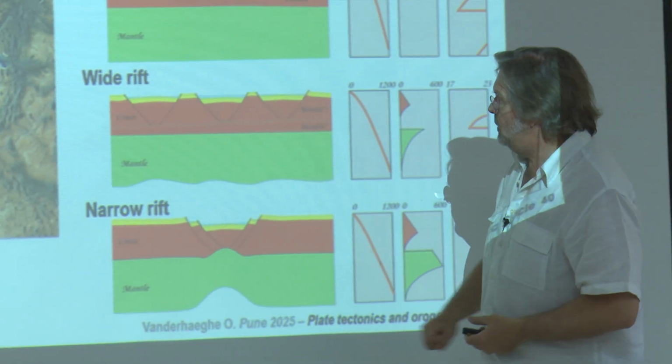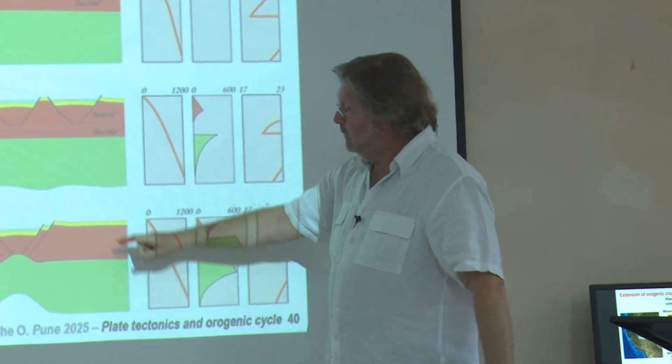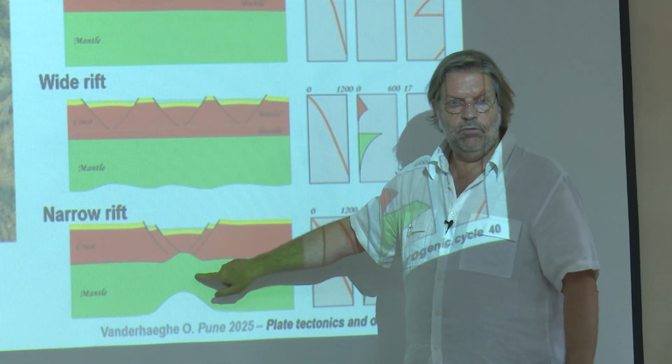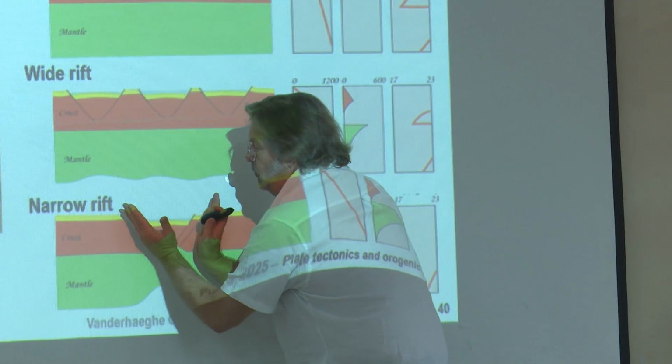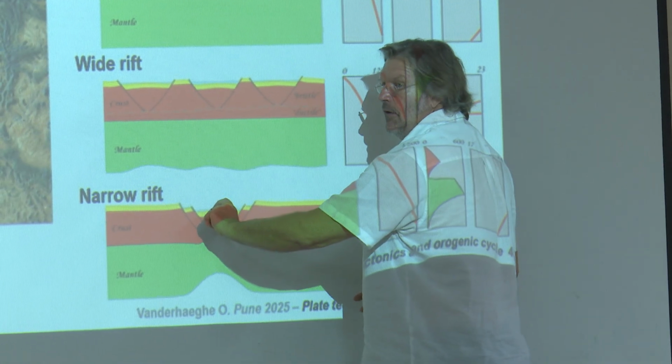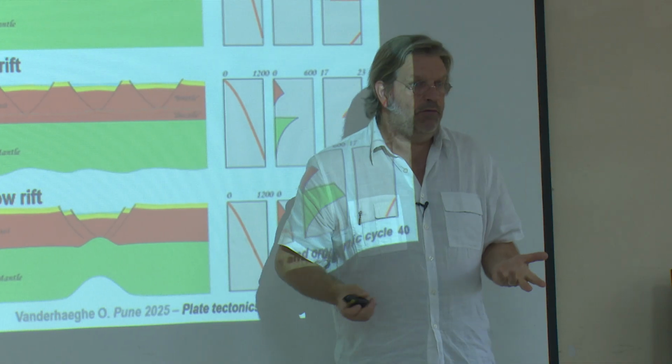And then the narrow rift, that's when the crust is cold, very resistant. Normal faults are going all across the crust, and basically the distance between the normal faults allows you to identify the thickness of the crust. And that's what is happening in the East African rift, for example.